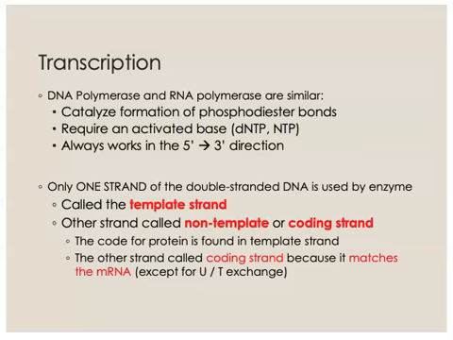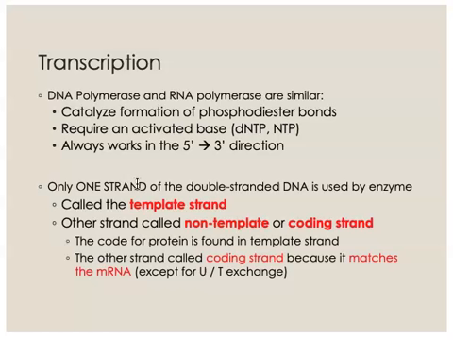Both enzymes catalyze the formation of phosphodiester bonds between adjacent nucleotides. Both enzymes require an activated form of a nucleotide. Remember, we call those dNTPs when we're talking about DNA polymerase, and NTPs when we're talking about RNA polymerase. Both of these enzymes also can only build their nucleic acid in one direction. They can only build it in the 5' to 3' direction.